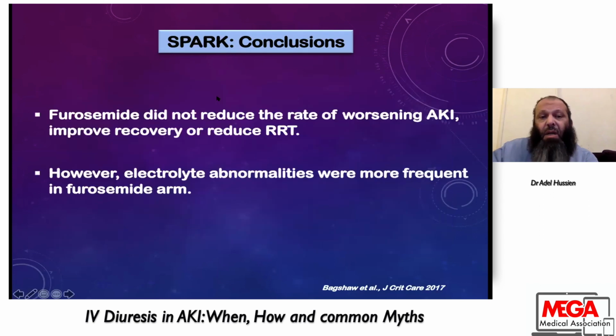When you compare furosemide to the placebo group, the conclusion from the SPARK study was that furosemide did not reduce the rate of worsening of AKI, did not improve the renal recovery, and did not reduce the need for renal replacement therapy. This is very important. However, they found more tendency to electrolyte abnormalities in the furosemide arm. So this was an important conclusion from the SPARK study when we look at the role of diuretics in established AKI. Remember, it did not reduce the rate of worsening, it did not improve the recovery, and it did not reduce the need for renal replacement therapy.